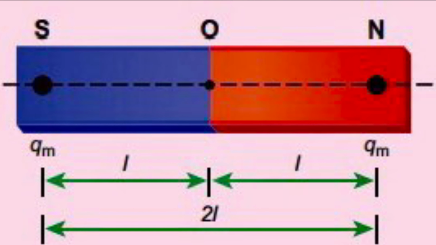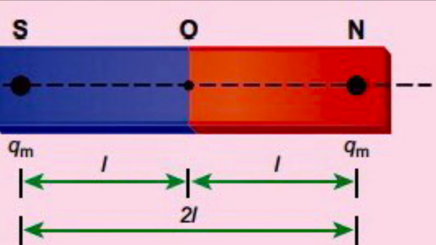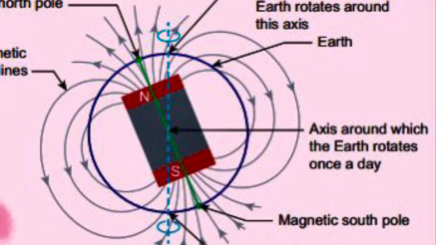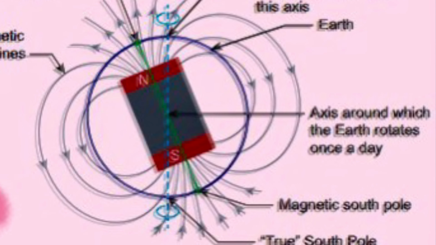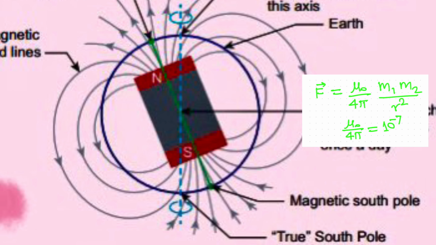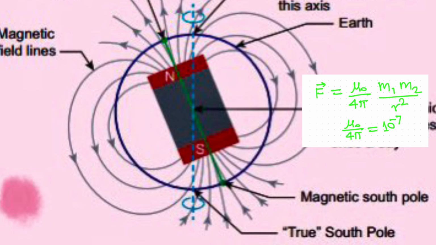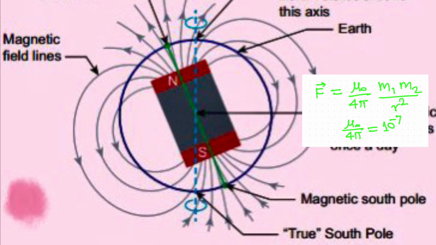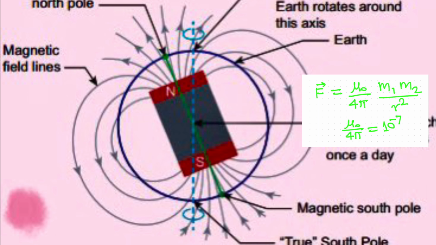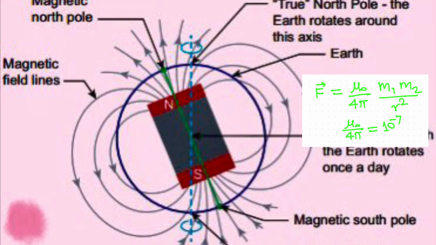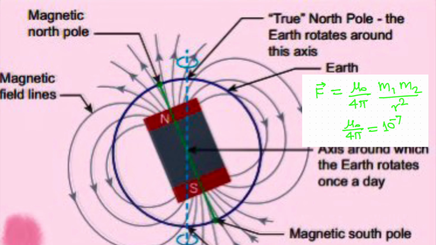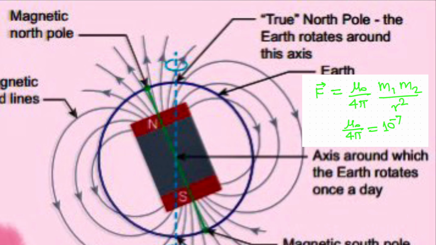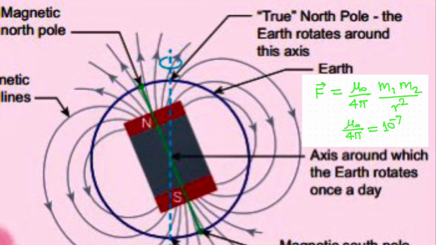If there are two pole pieces separated by distance r in vacuum, then the force between them can be given by the inverse square law. For example, if m1 and m2 are the pole strengths and r is the distance between them, then the force acting between the two is given by F equals mu naught divided by 4 pi, times m1 times m2 divided by r squared, where mu naught is the permeability of free space.